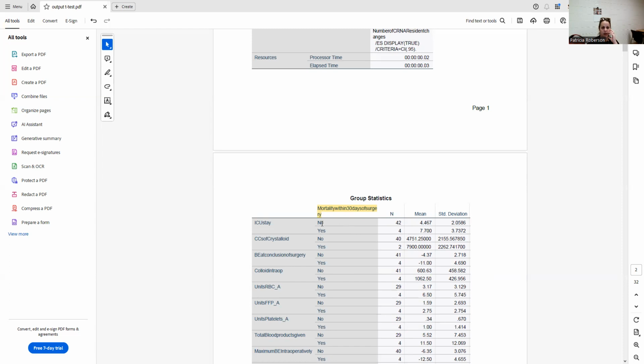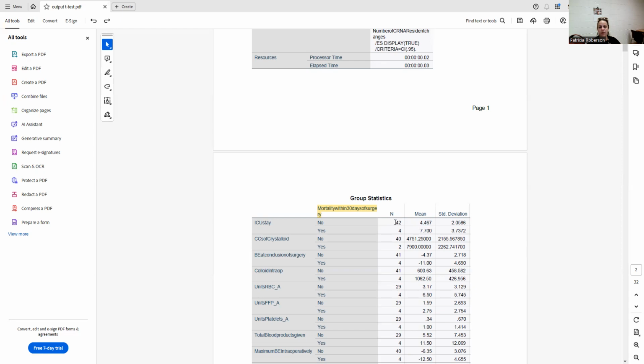So you can see that the yes, no is if there was a mortality. ICU stay, of course, is the continuous variable. So for this test, each of these are different t-tests. For the ICU test, there were 4 people who experienced yes, a mortality within 30 days and 42 who didn't. For those who yes experienced a mortality, their mean ICU stay was 7.7 days.